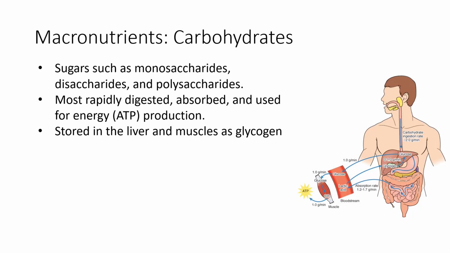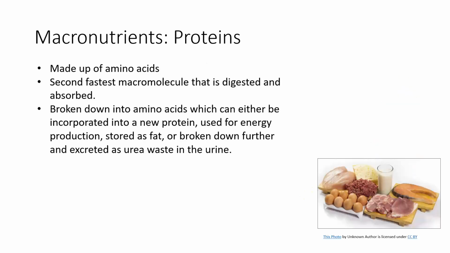Carbohydrates are most rapidly digested, absorbed, and used for energy or ATP production. They're stored in the liver and muscles as glycogen. Proteins. Another major macronutrient is a protein. Proteins are made up of amino acids. They're the second fastest macromolecule that is digested and absorbed. They're broken down into amino acids, which can either be incorporated into a new protein, used for energy production, stored as fat, or broken down further and excreted as urea waste in the urine.